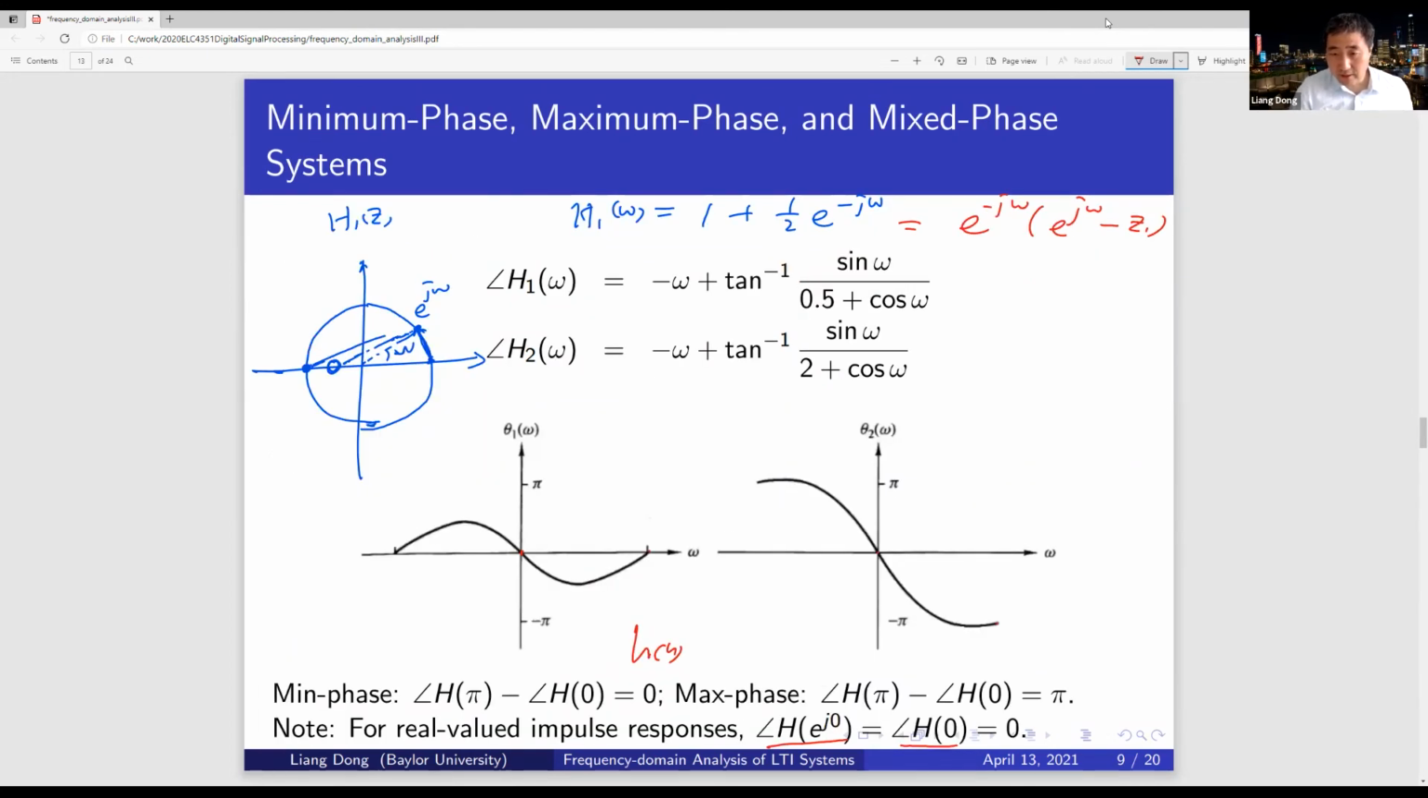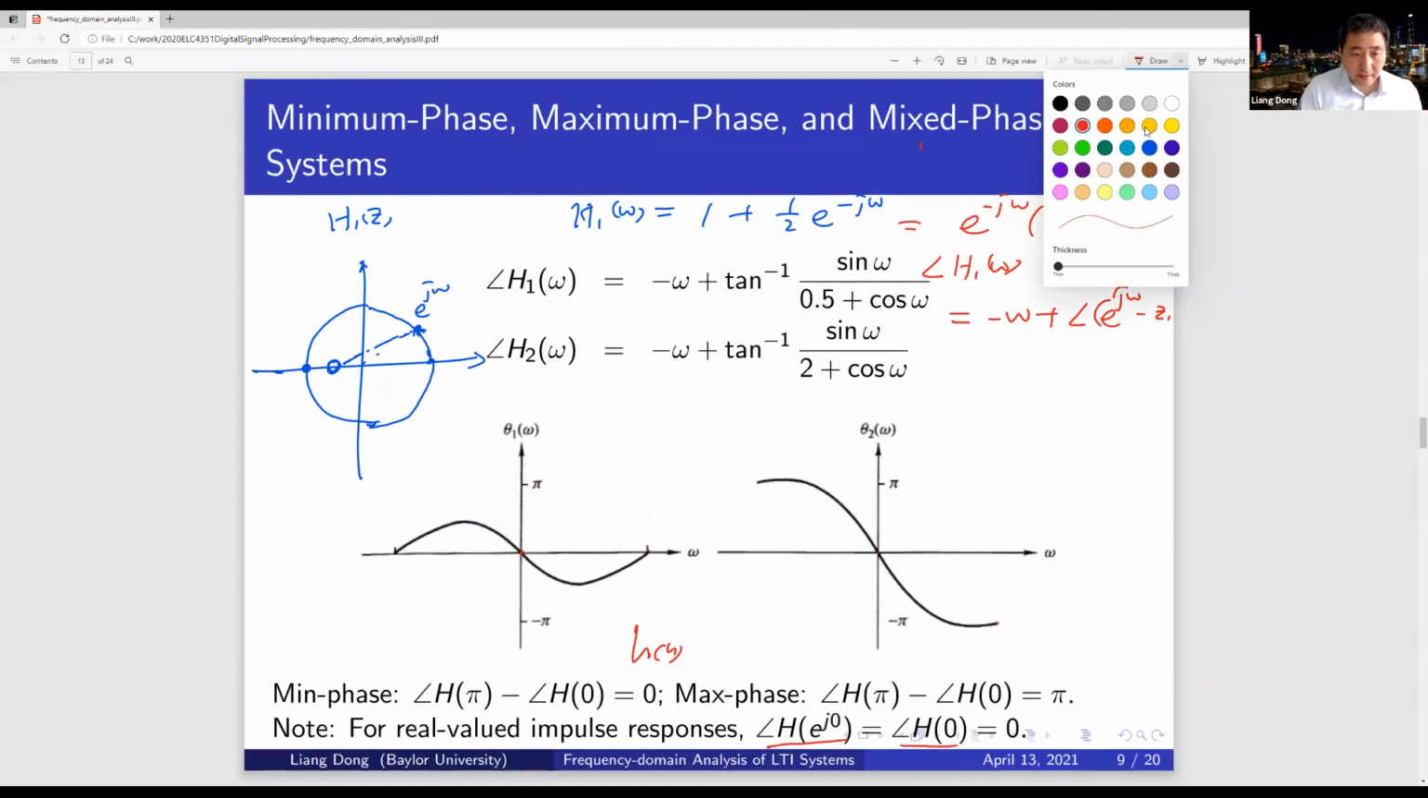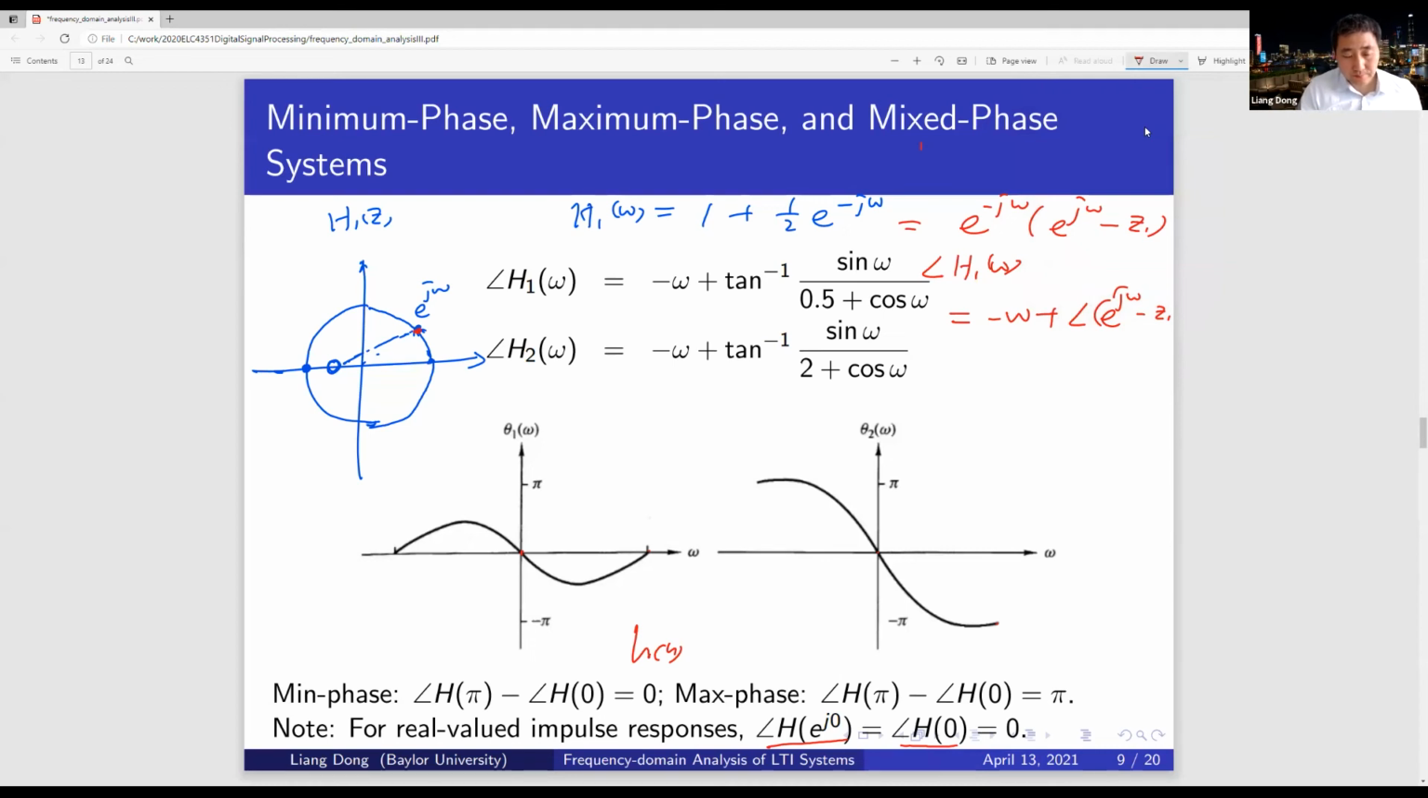And therefore, the angle of H1 omega is the angle which is negative omega plus this angle here, which is the angle of e to the power j omega subtract Z1. Okay, so we are looking at those two parts. Now, if I am adding at this point, this is e to the power j omega. The first is the angle of this vector itself.